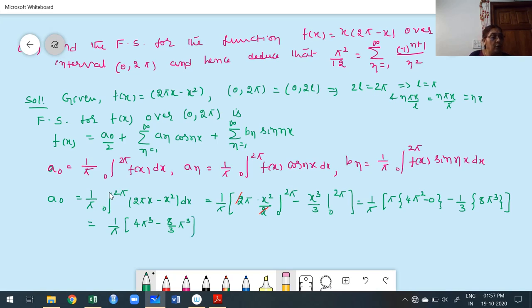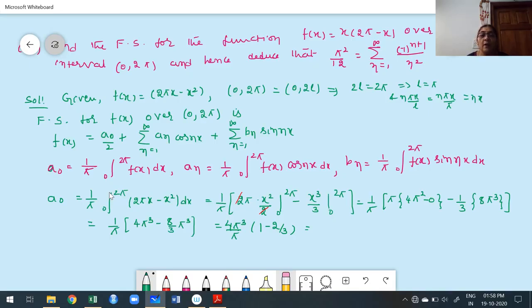Now we take a common factor, 4 pi cube is common from these two terms by pi. What's the remaining? 1. 4 you already taken. 1 minus 2 by 3. 1 minus 2 by 3 is nothing but what actually? 1 by 3, sorry. 1 minus 2 by 3, take LCM. 3 minus 2 by 3 is 1 by 3.